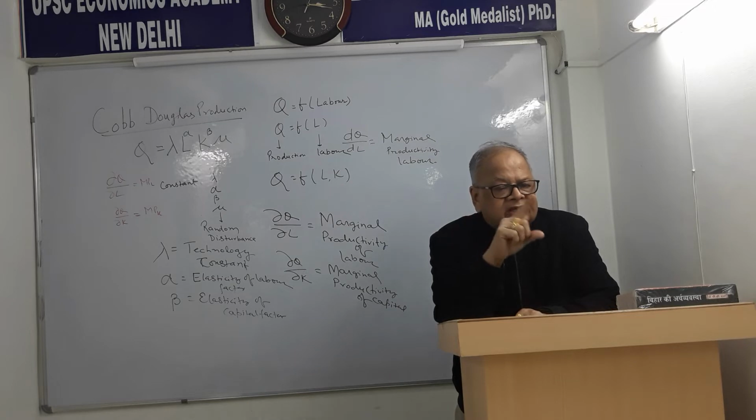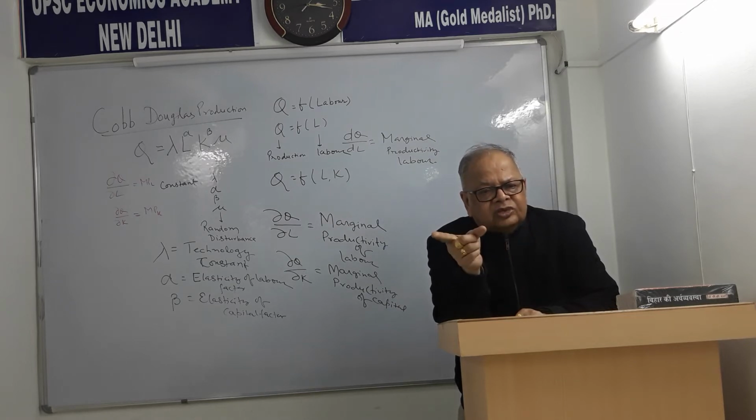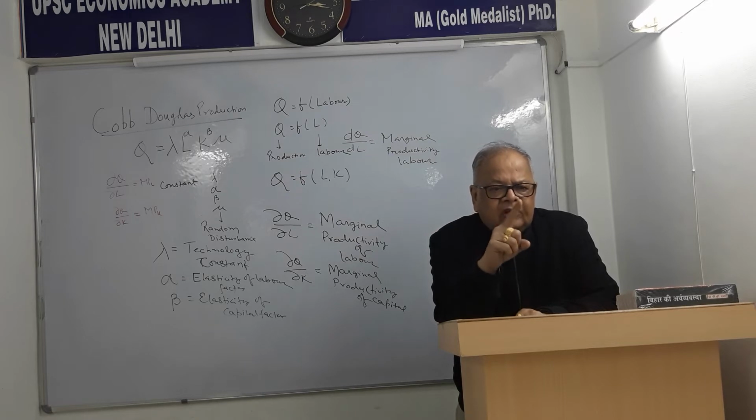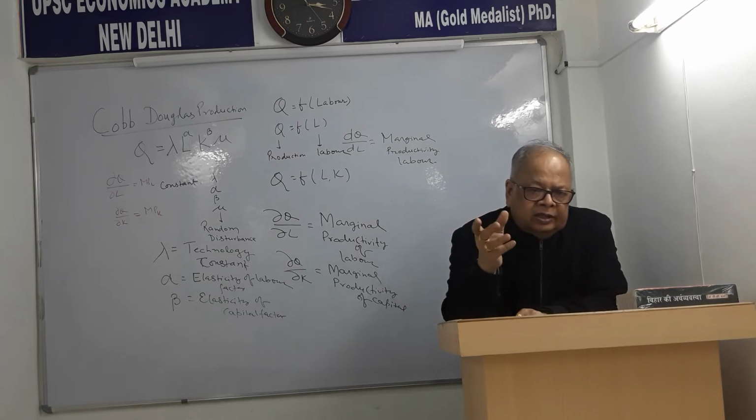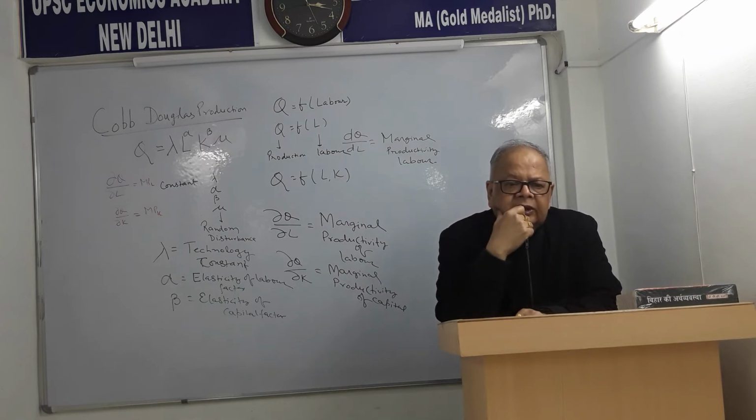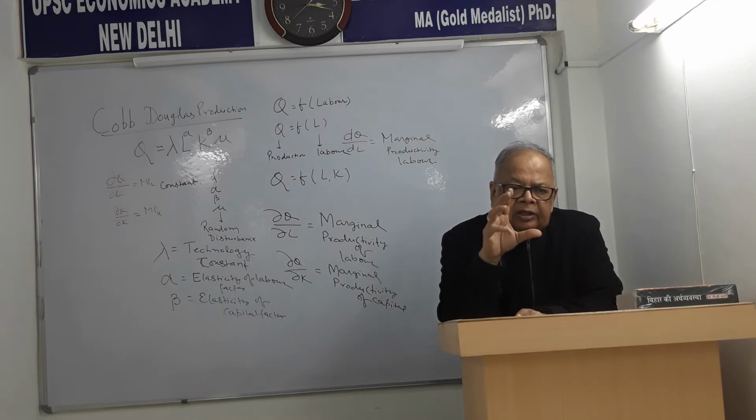Clear? So what is the distinction between laws of returns and returns to scale? Under laws of returns, one factor is variable, other factors are constant. Under laws of returns to a scale, all factors are variable. Nothing constant. Clear? Then come to laws of returns. Laws of returns tell us the relationship between input and output. According to Alfred Marshall, there are 3 laws of returns.